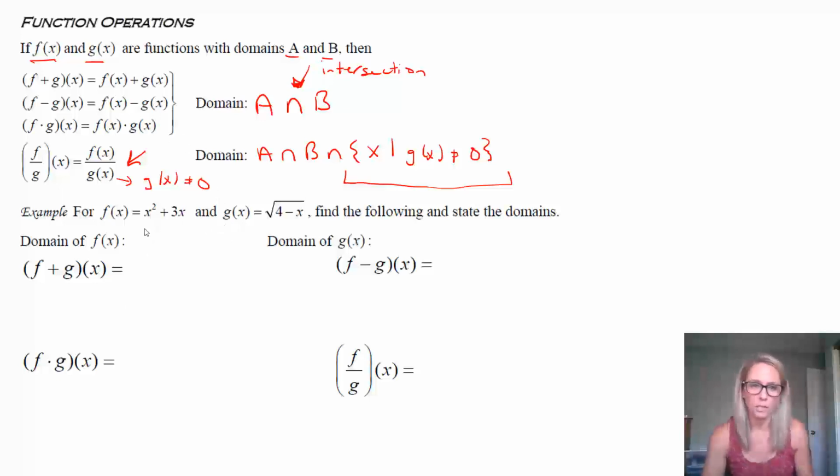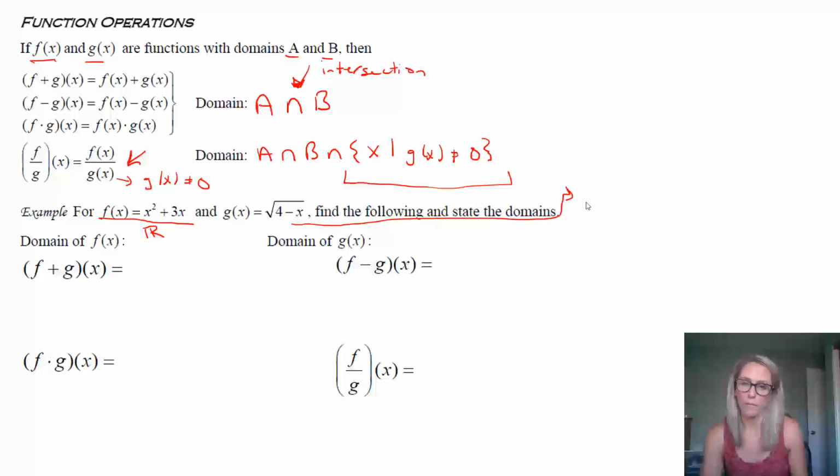If you want, hang on just a second and I'll remind you that when we have a function like x squared plus 3x, the domain of something like this is just all real numbers, and this is the symbol for all real numbers. This is a polynomial, it's quadratic, you can put in any x value you want and out's going to come a y value, so no problem there.